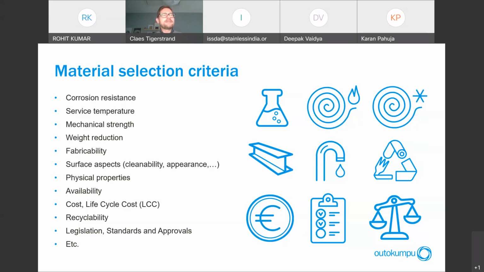Cost, and especially life cycle cost, when we're talking stainless steel, is an important aspect, especially if you compare to other grades. When the initial cost is higher, you benefit in the long run over the life cycle. But today we will mainly focus on the implication for corrosion resistance, and to some extent service temperature and mechanical strength.